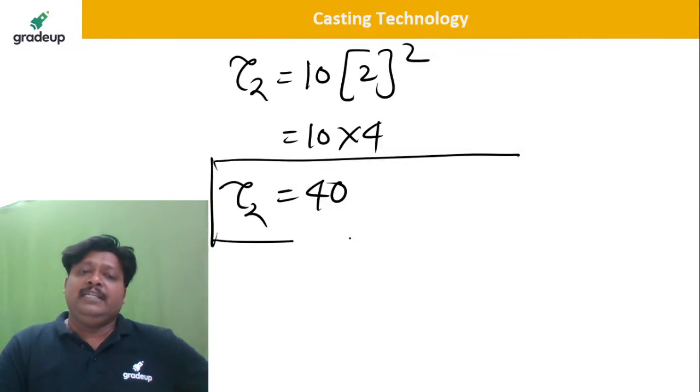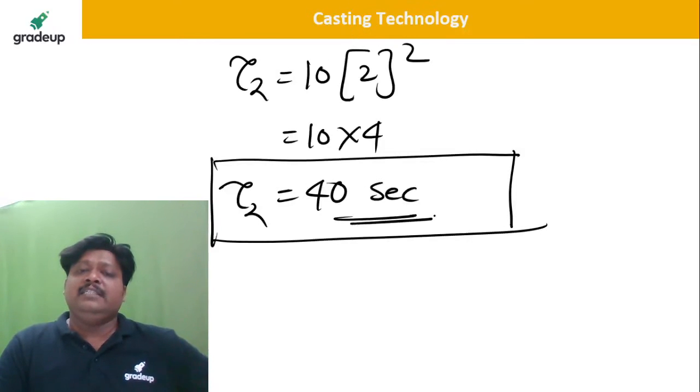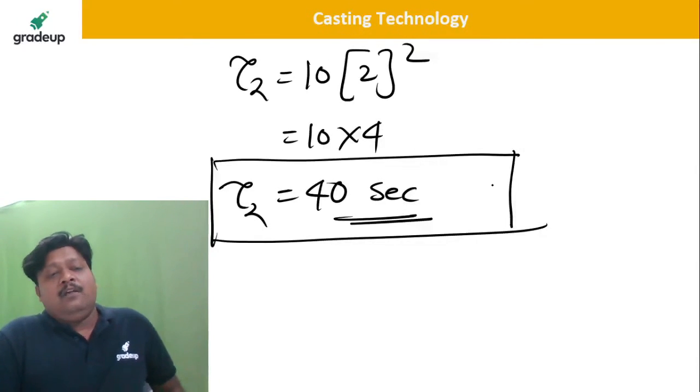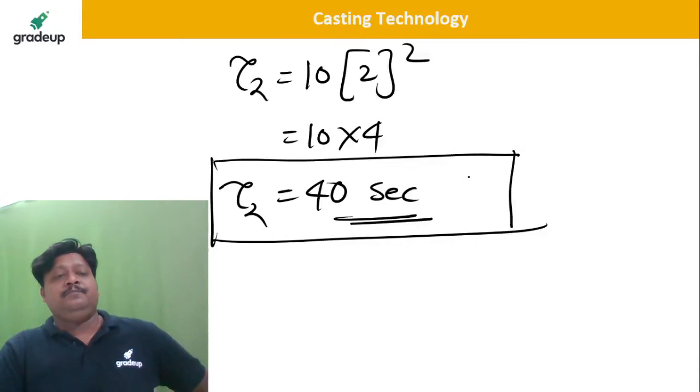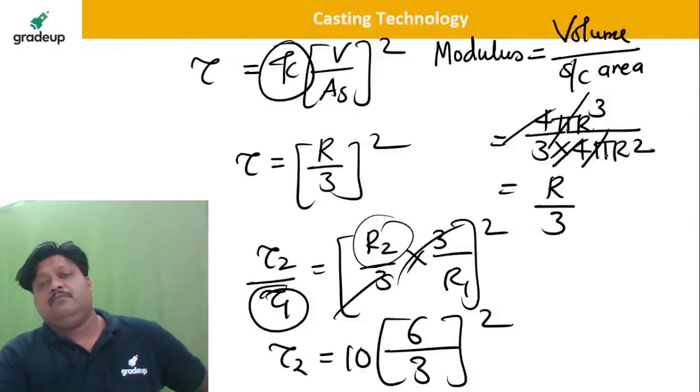So the spherical casting of radius 6 millimeter will get solidified within 40 seconds. Very good, 40 is the correct answer. I hope it is clear. 40 is clear.